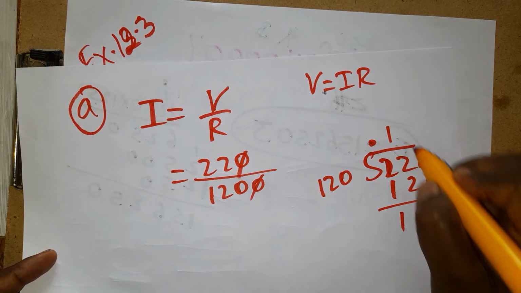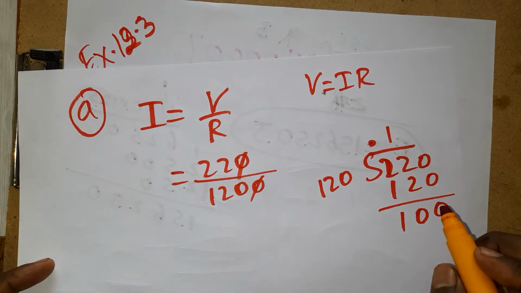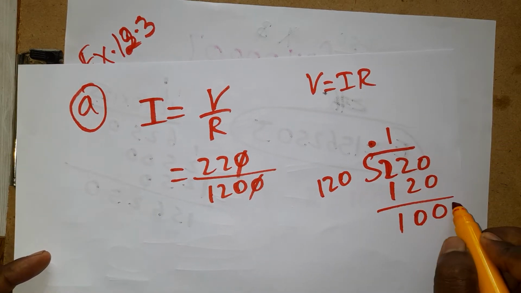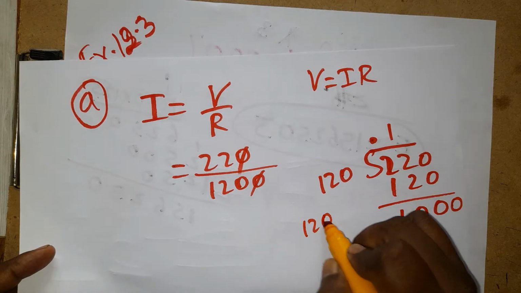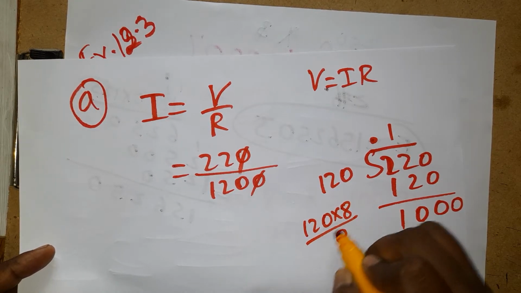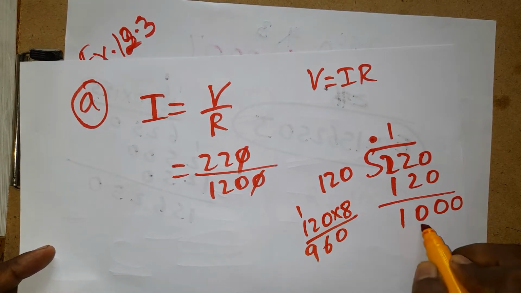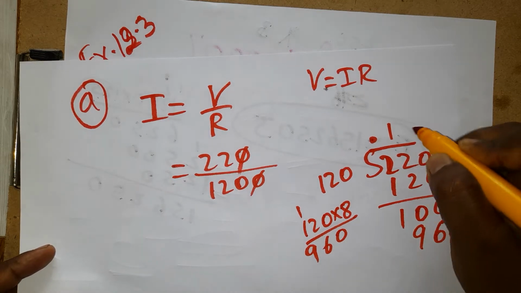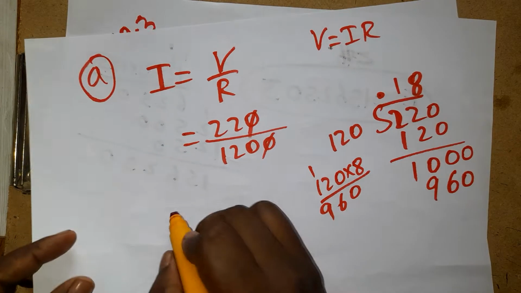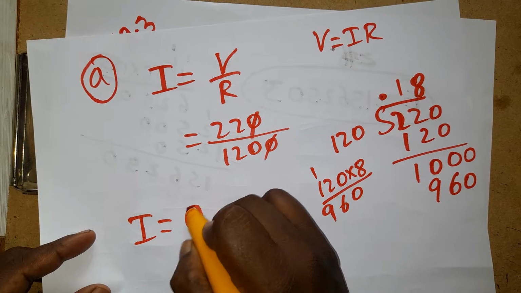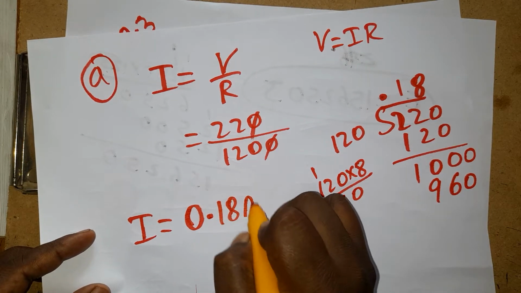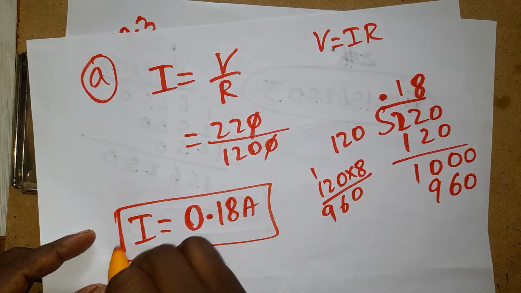Just one more 0 you can include. 120 into 8 times will check: 960. Okay, 8 times. It will go like that. We can stop here, 2 decimals is enough. 0.18 ampere as the current for the first condition.